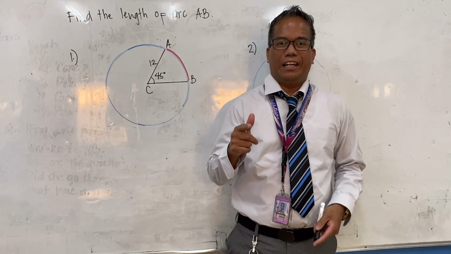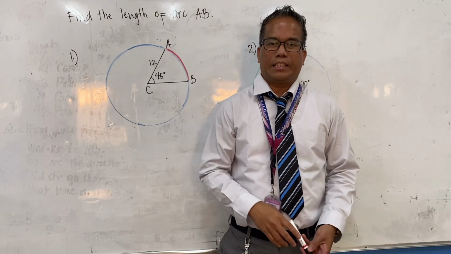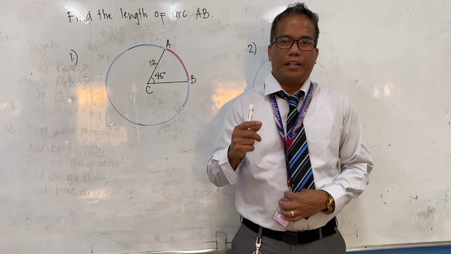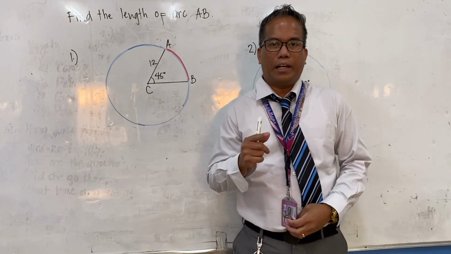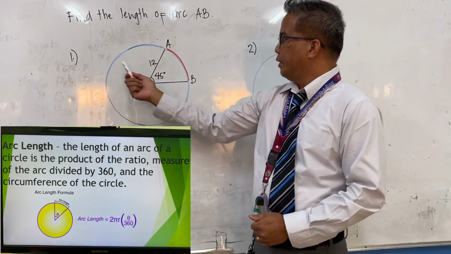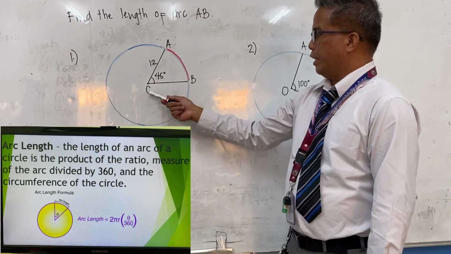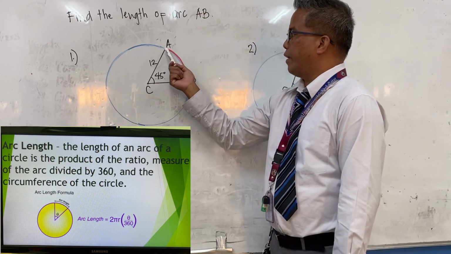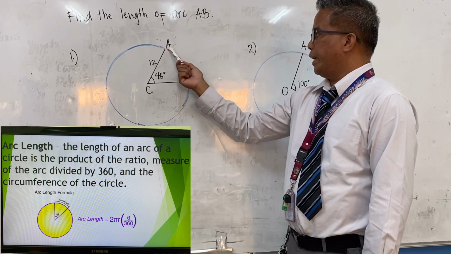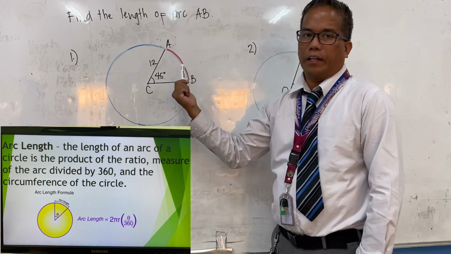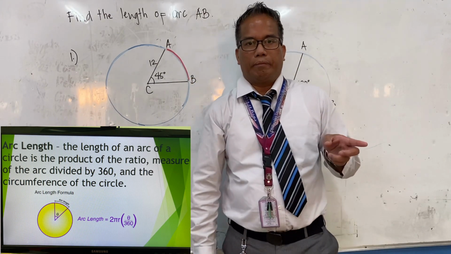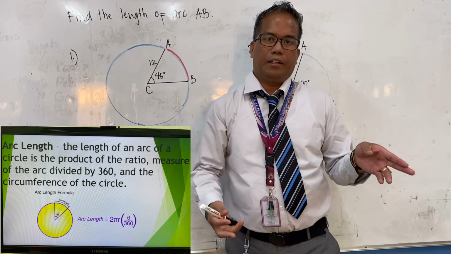For today's lesson, we'll be discussing arc length. When we say arc length, this is the length of an arc of a circle. In our example number 1, we have angle ACB. The arc length that we are referring to is from point A to B, the color red. For your information, arc length is different from the degree of the arc.